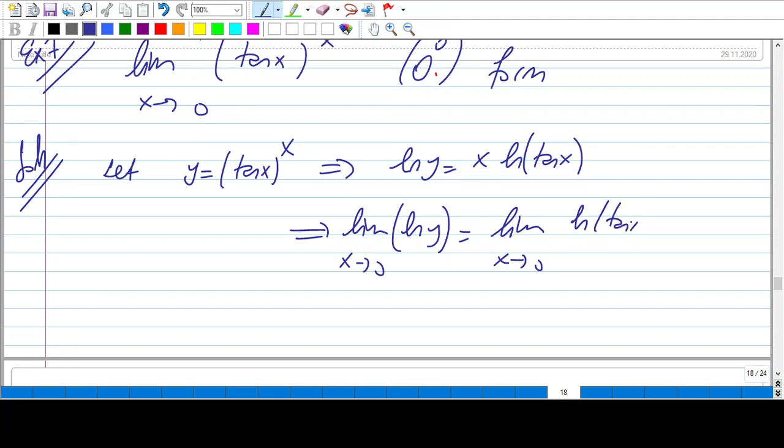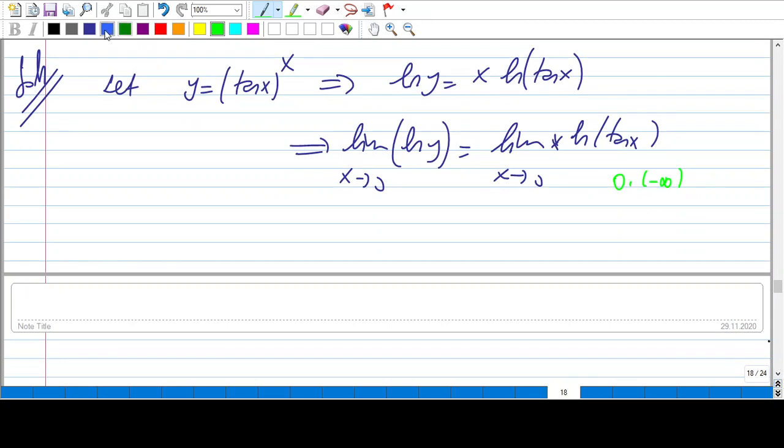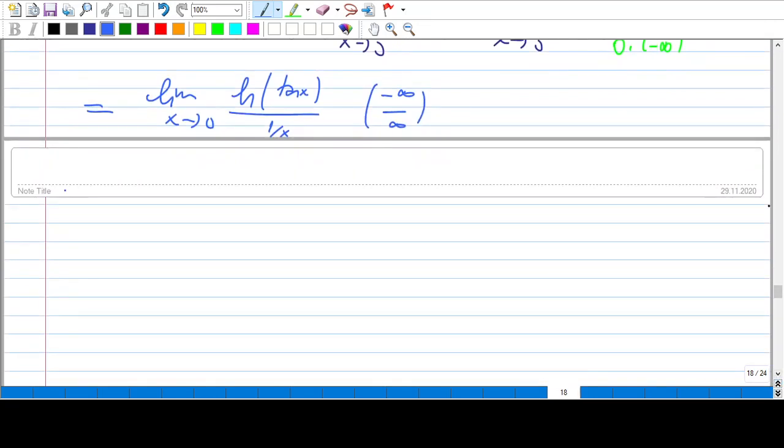But still we have a problem, because when you look at this limit, this is 0 times ln of tangent x, which is 0 times ln 0, that is 0 times minus infinity, so it is not of the L'Hopital form. But I can change it to L'Hopital form. We can rewrite it as limit x to 0 of ln of tangent x over 1 over x. Okay, now it makes sense. This is now of the form minus infinity over infinity, or infinity over infinity, doesn't matter. Then apply L'Hopital.